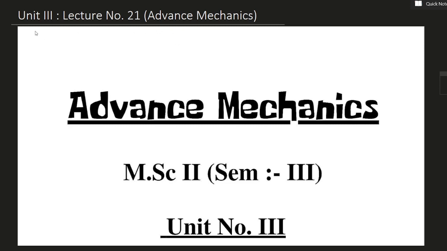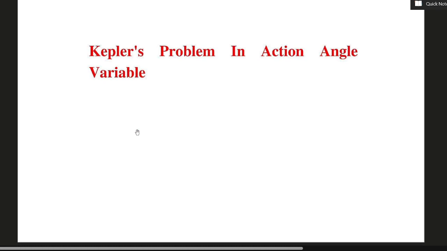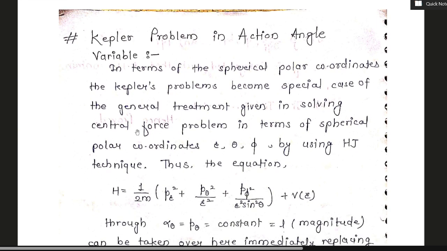In the previous lecture, we discussed some example theorems, definitions and problems. In today's lecture, we will discuss the Kepler's problem in action angle variable. First, we discuss the theory about the Kepler's problem in action angle variable.